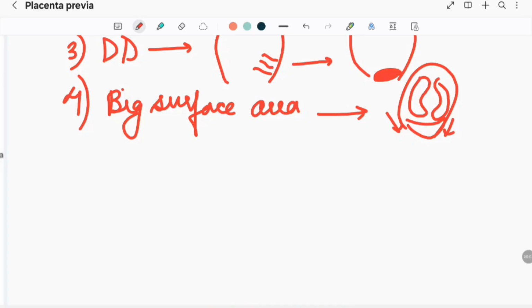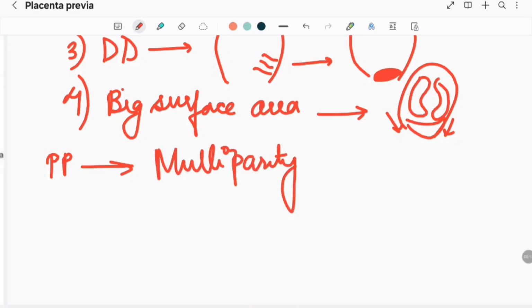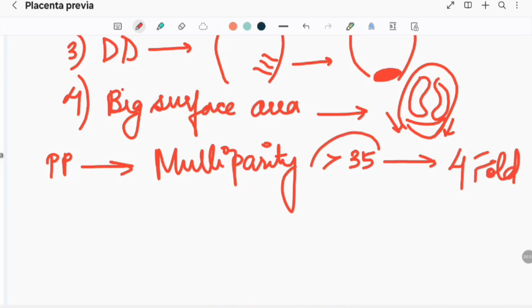Then we discuss the high risk factors for placenta previa. There is multiparity. This is one of the most common factors which influences placenta previa formation. Then maternal age more than 35 causes a fourfold increase in the risk of placenta previa.